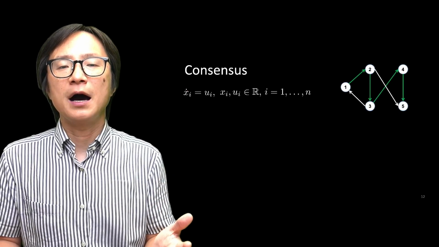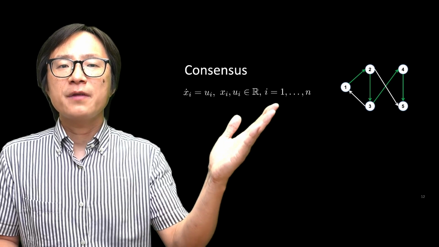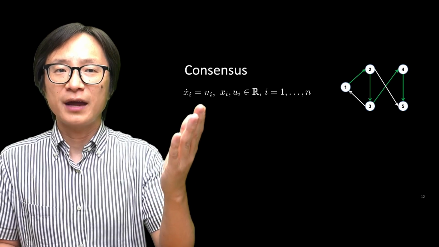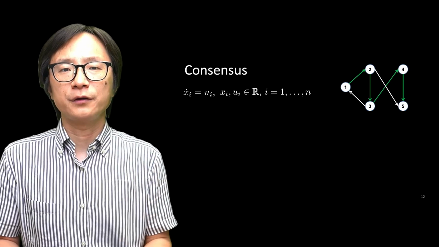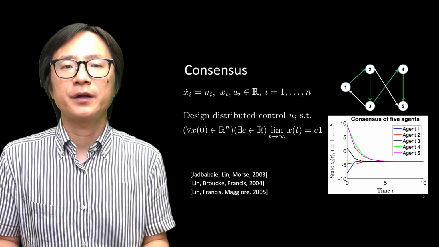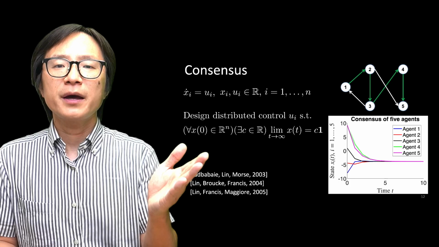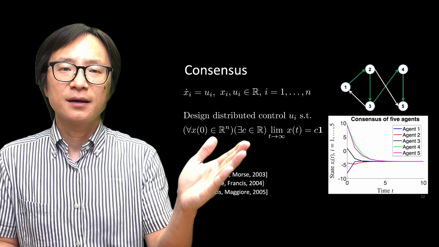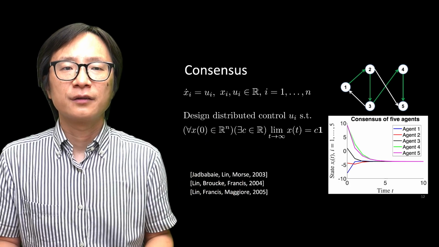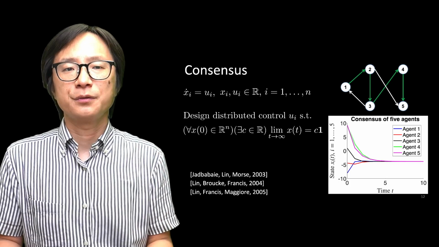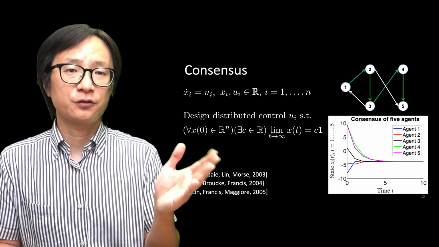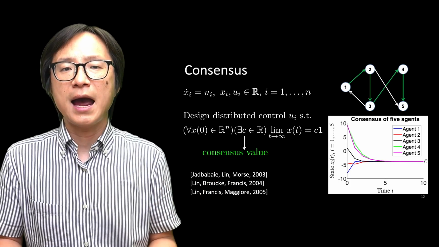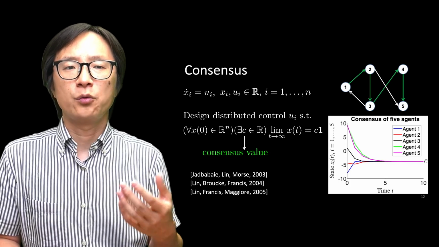Let's first state the problem of consensus. Given n one-dimensional single integrator type dynamics agents, what we want to do is to design a distributed control ui such that no matter where the agents start, there always exists a point C such that all the agents' states converge to that point C, as illustrated in the graph on the right. This point C is often referred to as the consensus value or the rendezvous point.